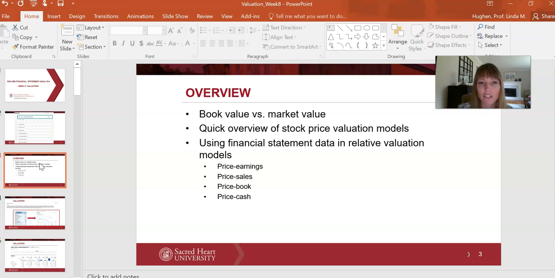It's going to give a very, very quick high-level overview of stock price valuation models that are typically used. Then we're going to spend the rest of the time focusing on the way that financial statement information can be directly input into some relative valuation models. We're going to focus on the price-earnings ratio, price to sales, price to book value, and price to cash ratio.